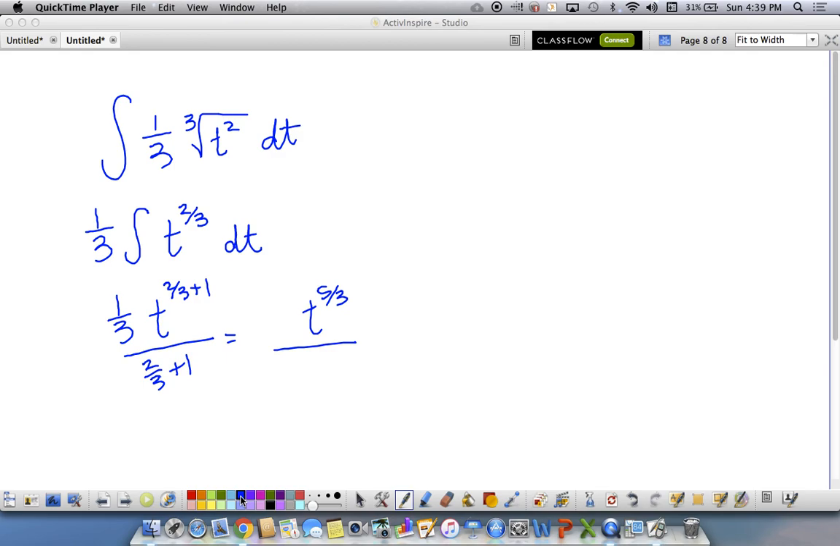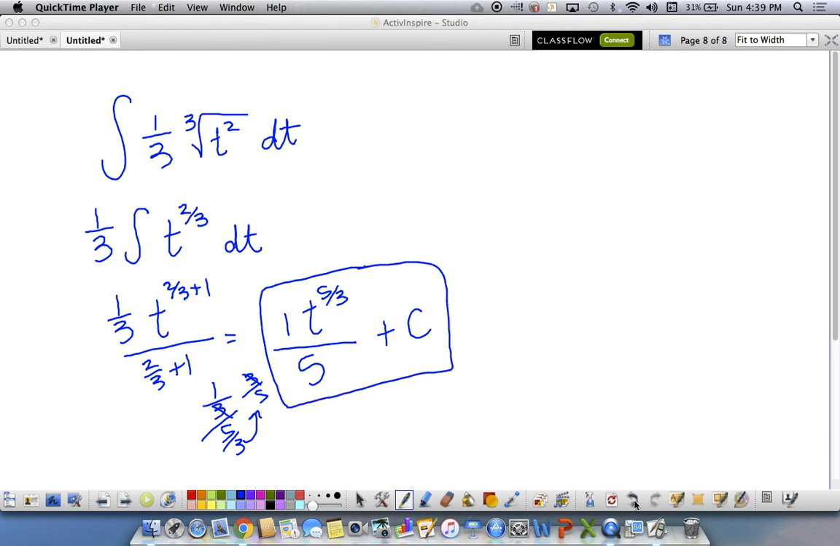Should I go ahead and do that? Yes. 1/3 divided by 5/3, I'm going to flip and multiply by 3/5. My 3's cancel, and I'm left with 1/5. Okay, does that make sense? This is my 1/5 times t to the 5/3 plus c. But this is where we get to.